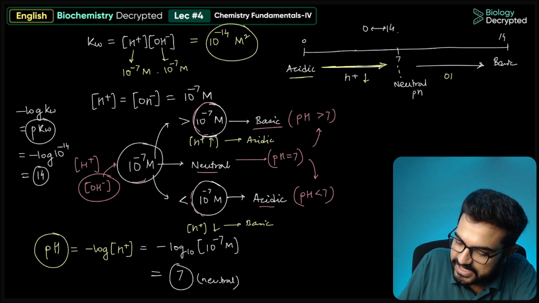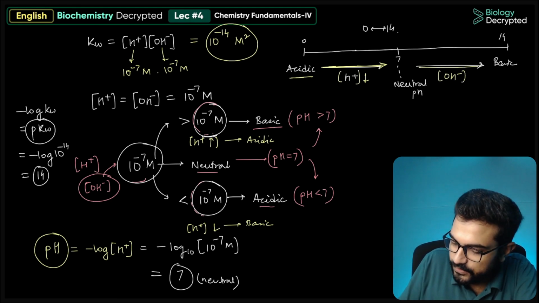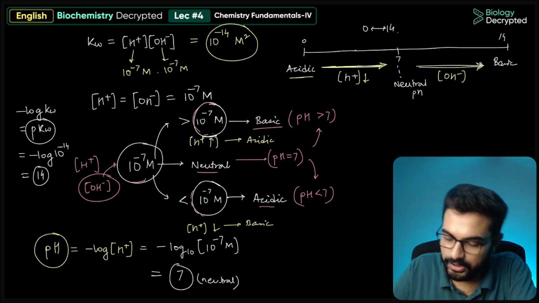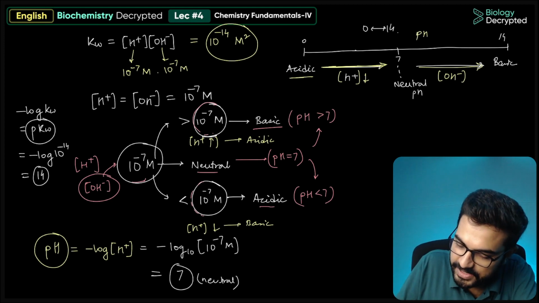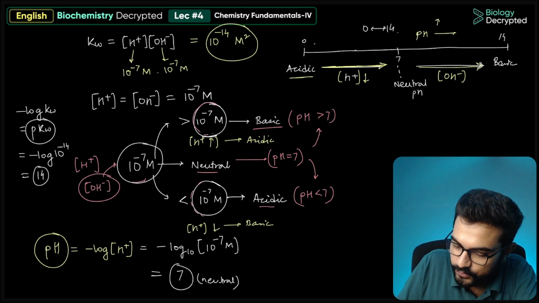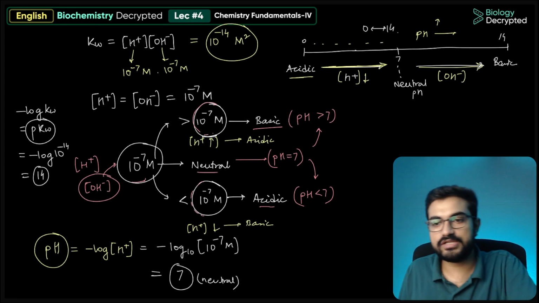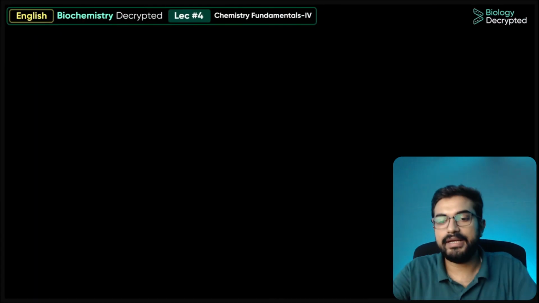And here, as we see, the OH minus ion concentration is increasing as we go from here to here. Overall, what is happening? The pH is increasing as we move from 0 to 14. So this is the overall concept of the pH scale. Now let's move forward.